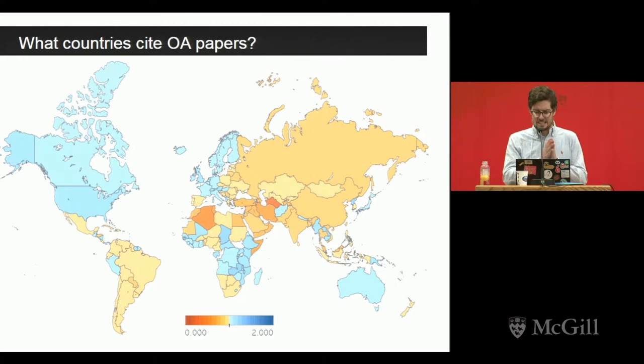So even when you control for discipline, what you actually see is that the North is citing much more OA than the South, that rich countries are actually citing much more OA in proportion than countries from the South. And I was totally puzzled as to why we observed that at the paper level with this, let's say, better data set. And so I went to my lab, and there were two of my Chinese PhD students.